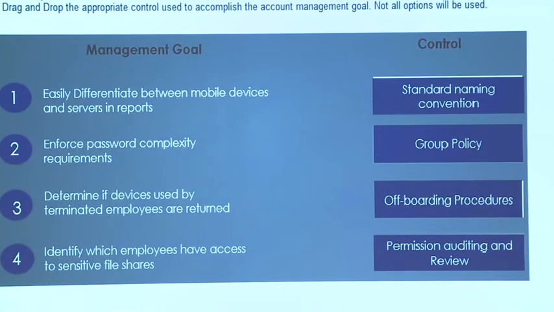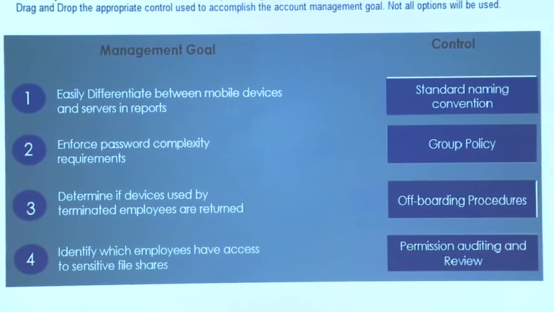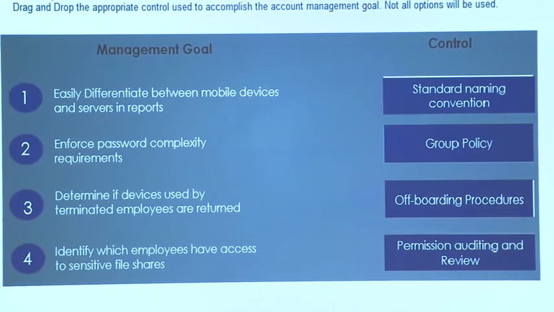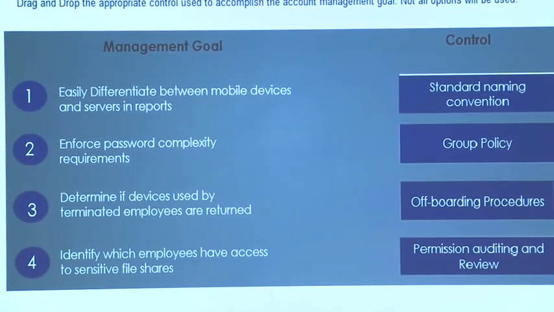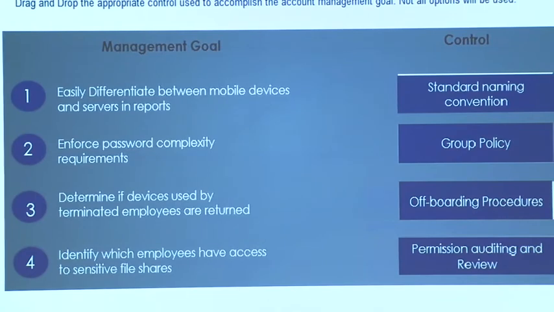That would be inappropriate. So when you take a look at this, we want to easily differentiate between the mobile devices and the servers in a report, so the standard naming convention will do this. If everything in there is named router or switch or workstation or phone, not going to work. You want to make sure that you easily differentiate between these devices. Enforce password complexity requirements. This again can be done in group policy. Remember, we saw the group policy a little earlier. The GPO, the group policy objects, password complexity was part of that.